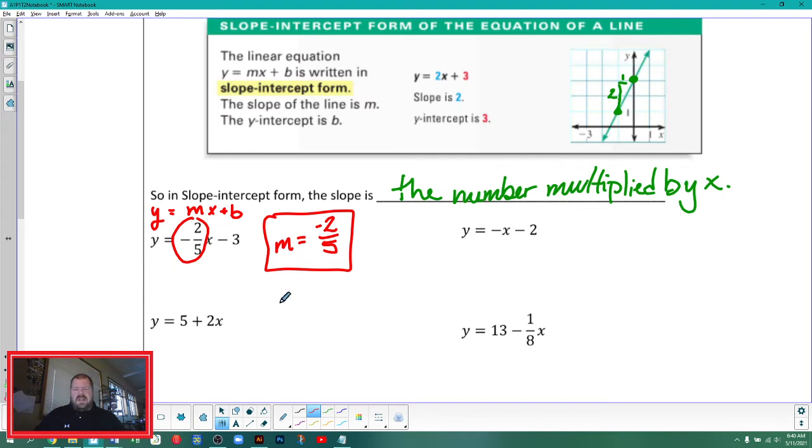Today is an identification day. It's not a whole lot of algebra. It's not what we did the last couple of days where we had to calculate the slope. It's literally find it.